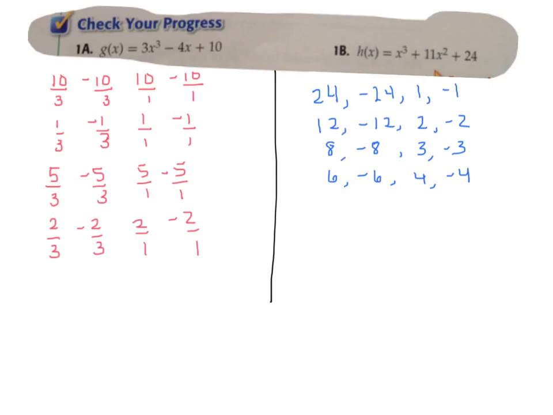Here are the results for the check your progress, all of the possible locations of rational zeros. Notice that on 1b, since you're dividing by 1, you don't even really have to write it as a division. It would actually just be the factors of 24 because you're dividing by 1.